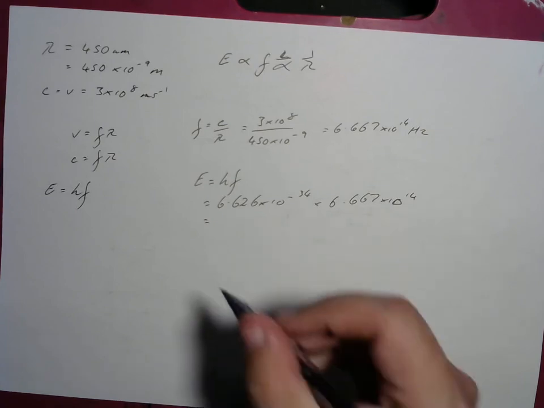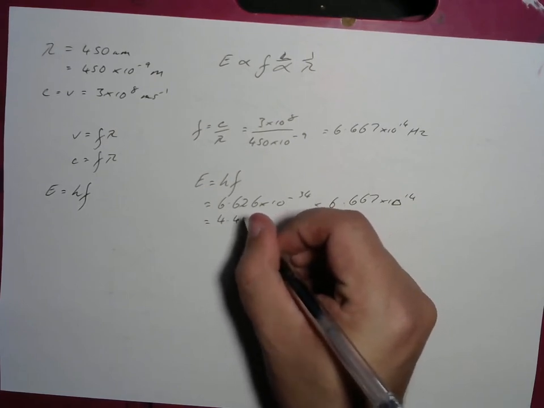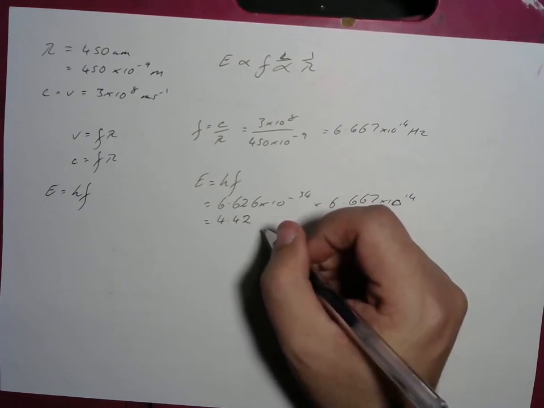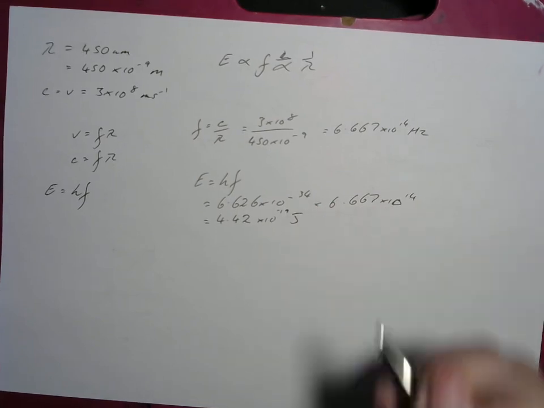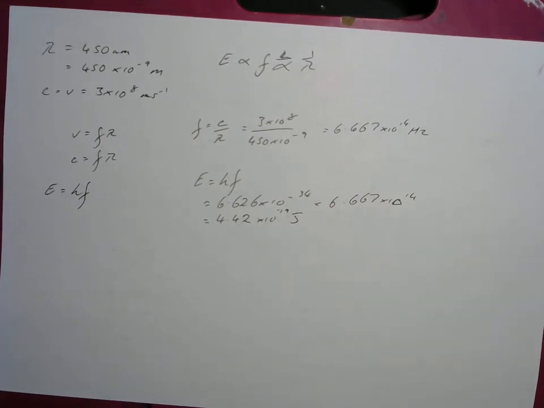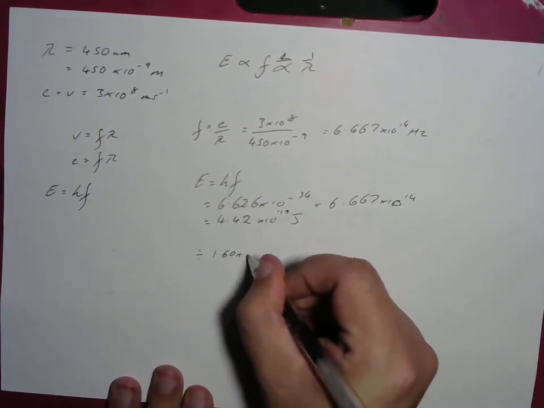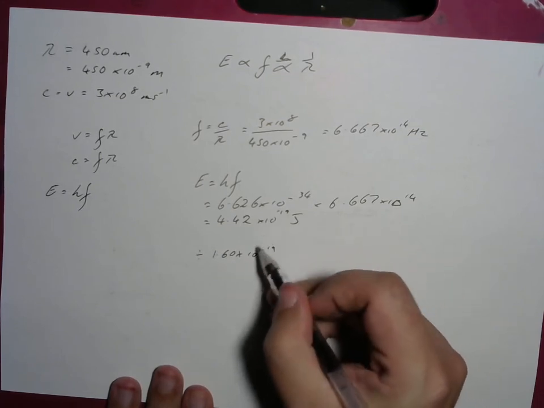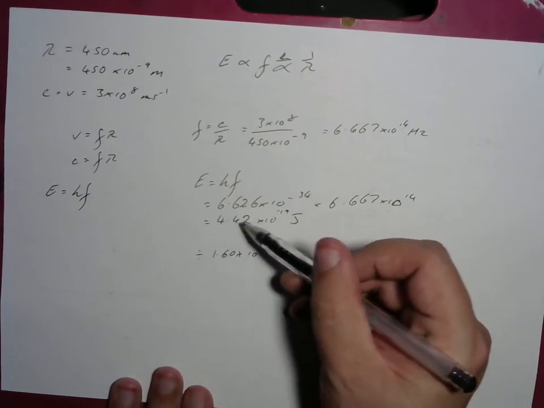We're going to get an energy of 4.42 joules, or rather 4.42 times 10 to the negative 19 joules. Pretty small number. Now we want to also convert this into electron volts, so we need to divide by 1.60 times 10 to the negative 19. The 10 to the negative 19 divided by 10 to the negative 19 will cancel off, and so we're just left with 4.42 divided by 1.6.